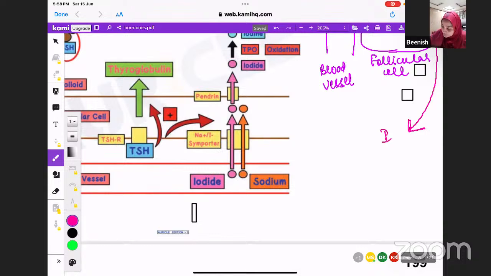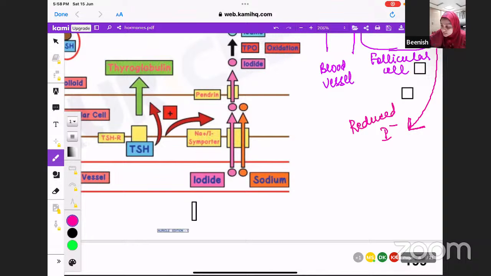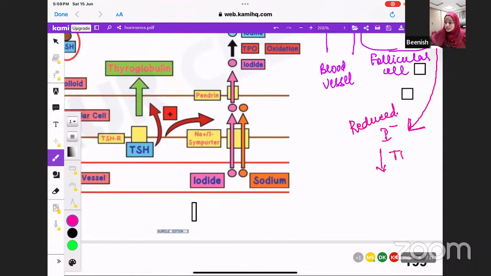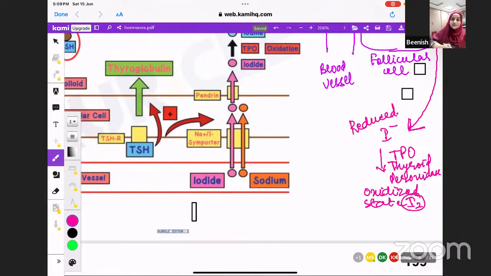So your iodide is in the reduced state. Now it is going to be acted upon by an enzyme known as TPO, that is thyroid peroxidase, and it is going to convert this into the oxidized state. Okay. Now what happens? This I2 is incorporated into tyrosine of the thyroglobulin, and this is known as organification of iodine. So this process is known as organification of iodine. So what is happening here is that iodine is incorporated into the tyrosine of thyroglobulin.